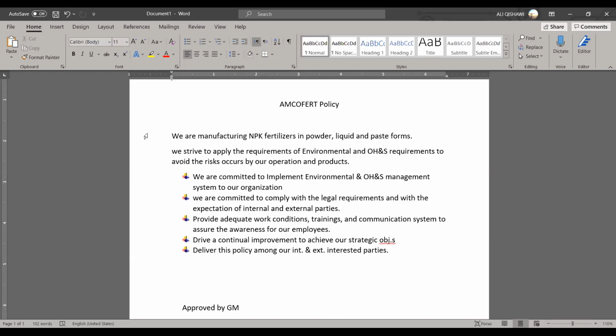We are manufacturing NPK fertilizers, nitrogen, phosphorus, and potassium fertilizers in powder, liquid, and paste forms. We strive to apply the requirements of environmental and OH&S to avoid the risks that occur from our operations and products. Number one, we are committed to implement an environmental and OH&S management system in our organization. Number two, we are committed to comply with the legal requirements and with the expectations of external and internal customers or parties. Number three, provide adequate work conditions, training, and communication systems to ensure the awareness of our employees. Number four, drive continual improvement to achieve our strategic objectives. Number five, deliver the policy among our internal and external interested customers or parties. This is approved by the competent authority, and we will document it.